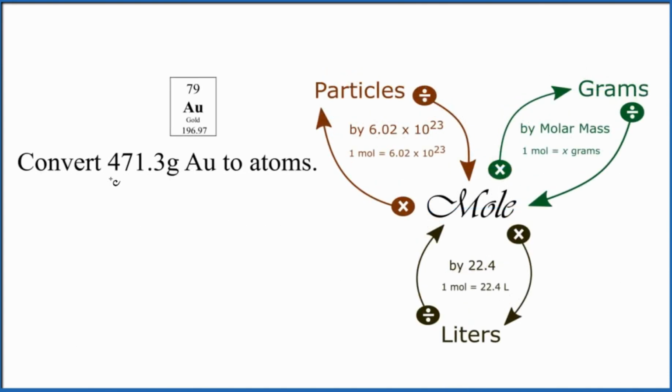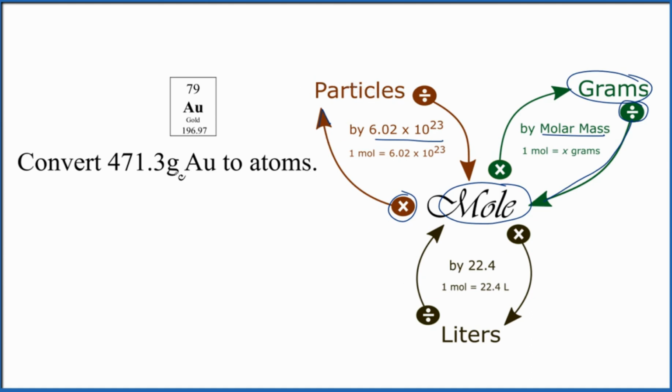So say we're given 471.3 grams of gold. This is just a number made up for the problem. We want to convert that to atoms. To do that, we're going to start with grams. We've been given grams here, so grams, we divide by the molar mass, or if we just have an atom, the atomic mass. Divide by that, we get our moles. Once we have moles, we can multiply by Avogadro's number, and that'll get us up here to particles. Particles are atoms or molecules, anything like that.